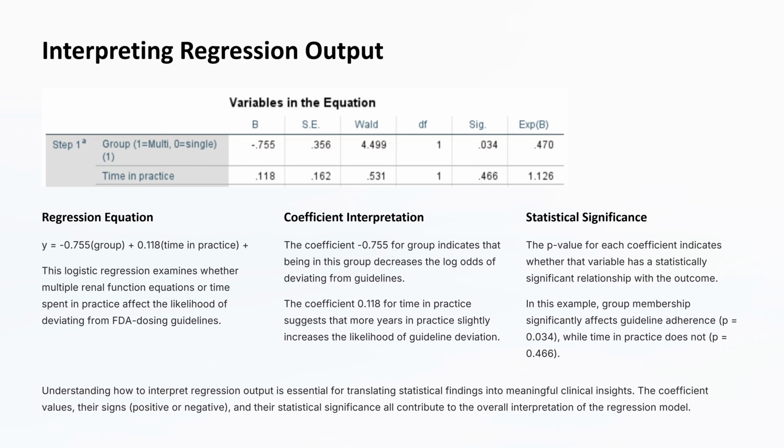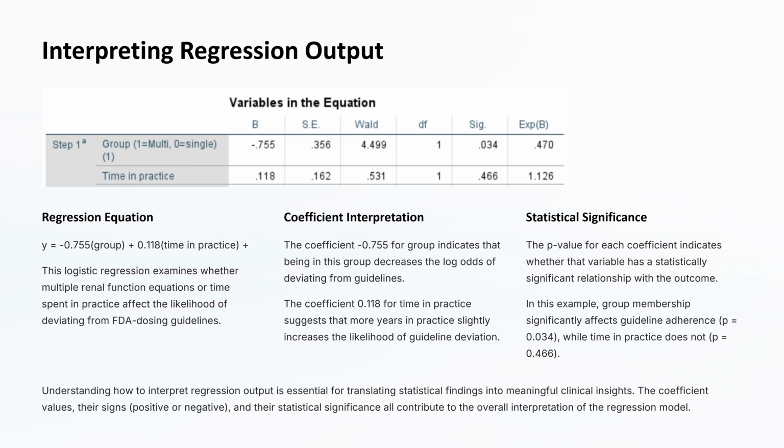So how many equations you use, 0 versus 1, that would be the nominal variable, which makes this a logistic regression. Time in practice is a continuous variable, so that could have been a linear regression if it didn't have the nominal in it. So whenever you have a nominal variable, you're going to do a logistic regression. That's just what happens. You can't go the other way.